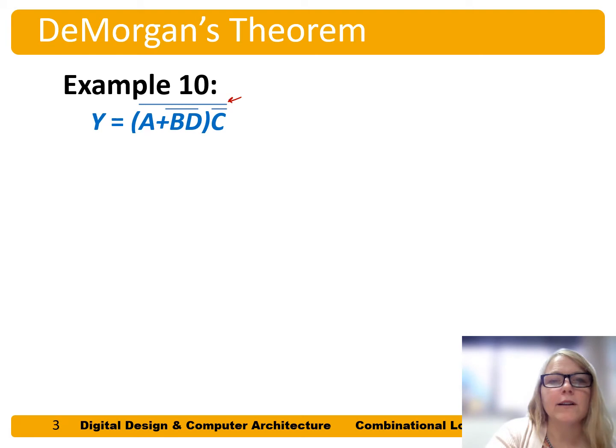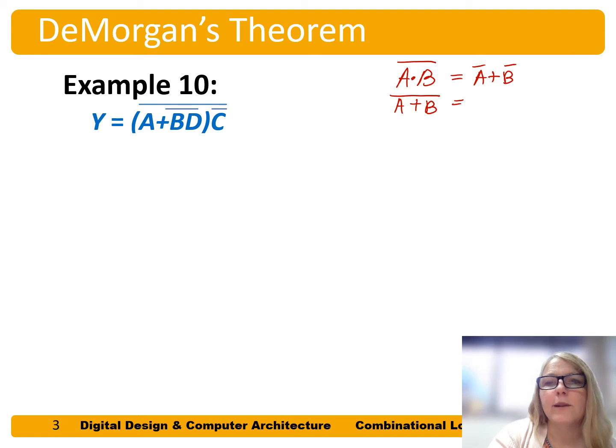We want to distribute that bar. So we're always looking for this pattern: either terms that are ANDed together under a bar, so we can distribute that and turn that into an OR expression with the terms complemented, or an OR expression under a bar that we can then distribute the bar across each of those terms and then AND those terms together. So that's it, right? We do that single step.